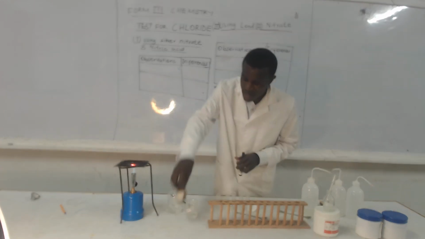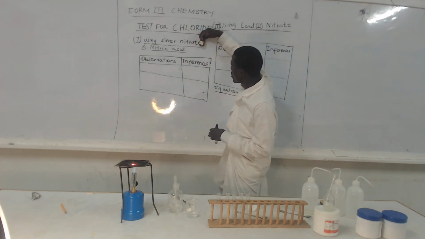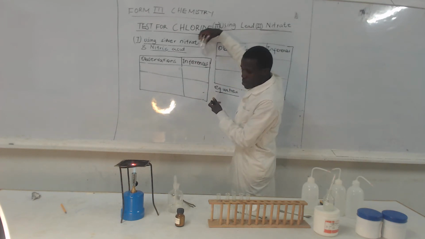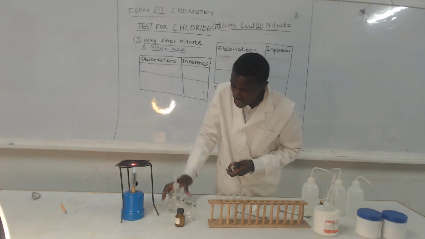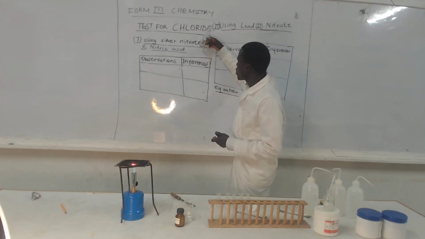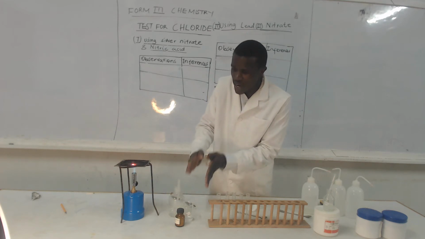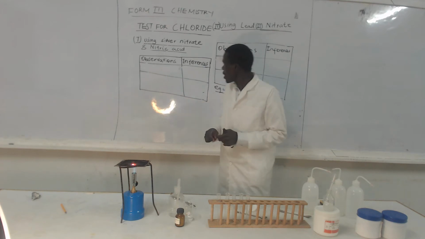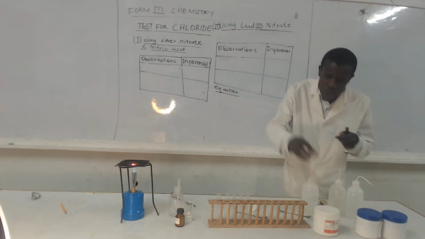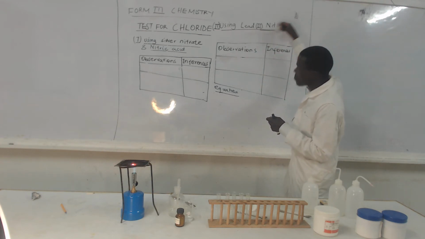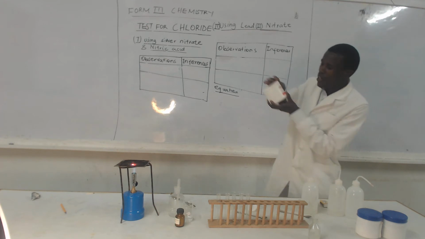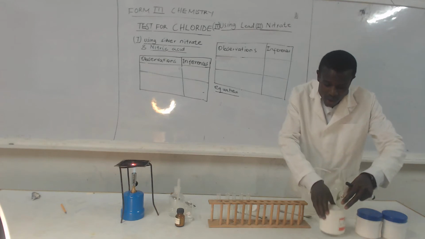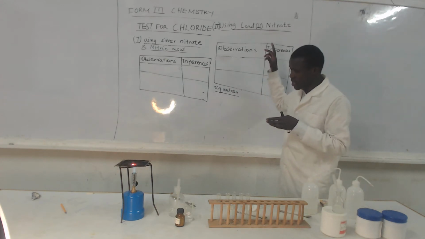So we have silver nitrate in solid form, and again we have silver nitrate in solution form as our test reagent, and again we have dilute nitric acid. So these are the test reagents required for procedure number 1 if it is to be employed. Then procedure number 2, we have lead 2 nitrate in solution form, and also we have lead 2 nitrate in solid form. These are the common reagents required for procedure number 2.